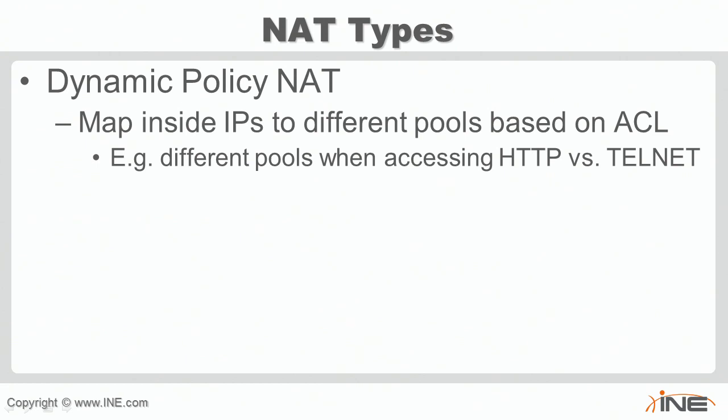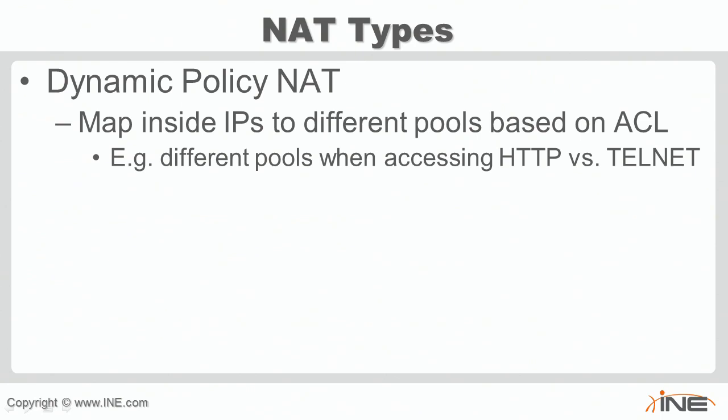If I'm using Telnet, I'm going to hit another pool. Now, this type of translation is useful when you have multiple links to multiple providers and you're trying to do essentially a policy routing of one application versus another. Maybe one of my links, I want to use for my voice traffic because it's guaranteed low latency, and the other one I'm going to use for any other traffic.